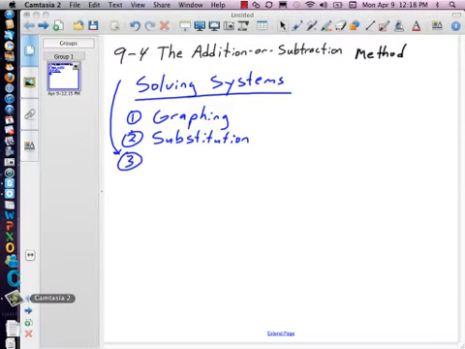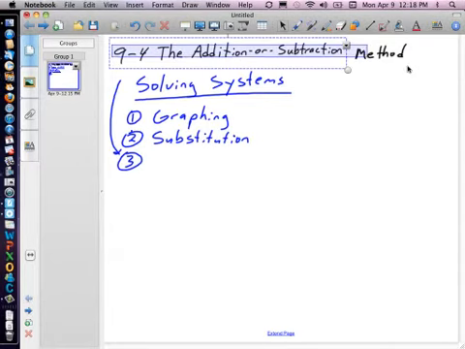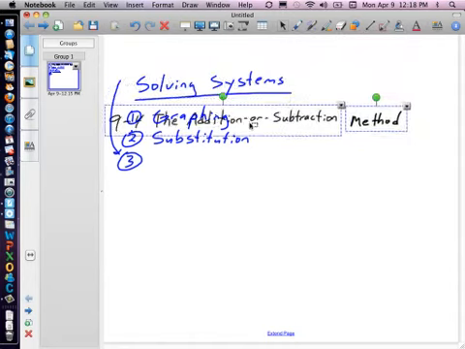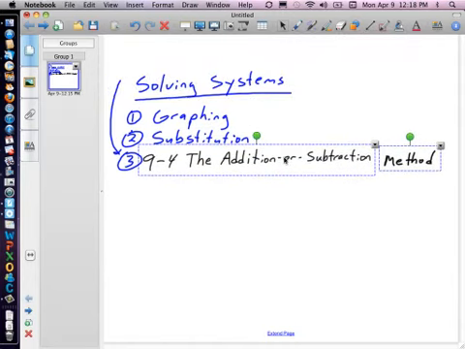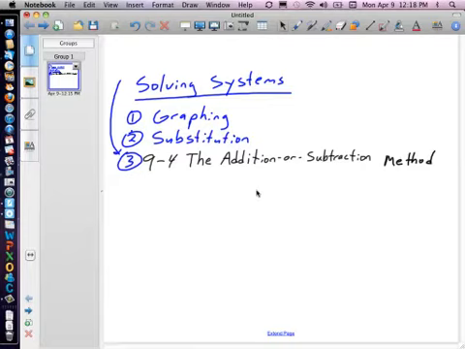Today's video, we're going to be talking about the addition or subtraction method for solving systems of equations. As you recall from the last 3 videos, we know 2 methods so far for solving systems. That is graphing, substitution, and now this is going to be the next method we learn, and it is the addition or subtraction method for solving systems.